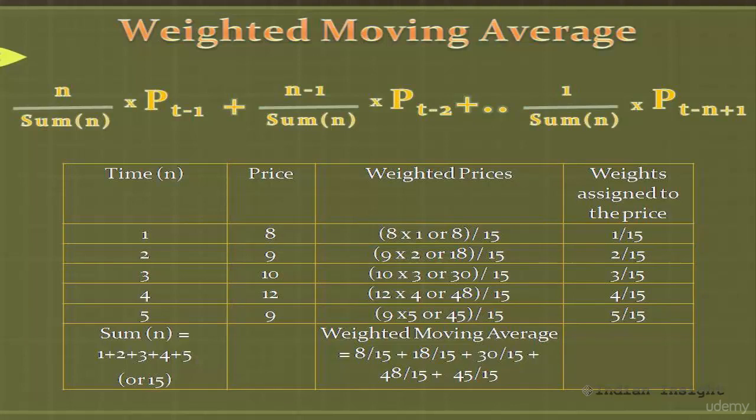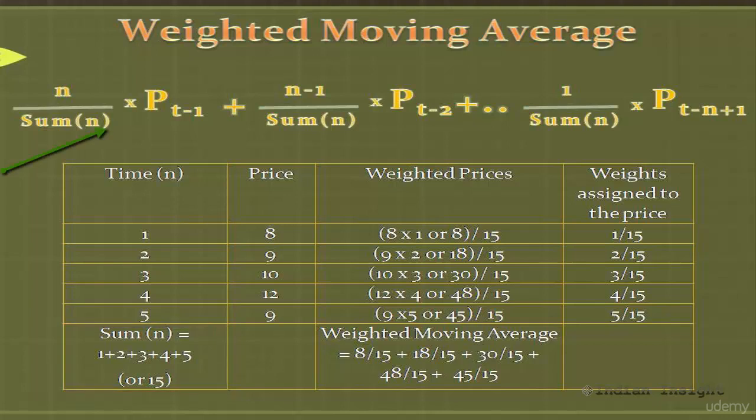The first step in determining the weighted moving average is to determine the sum n. For example, in this case, the sum of n is the sum of numbers from 1 to 5. This is what is represented by sum n. In this case, the sum is 15. So you add 1, 2, 3, 4 and 5 to get the sum, which is 15. The next step is to calculate the weighted moving average by using the formula here.